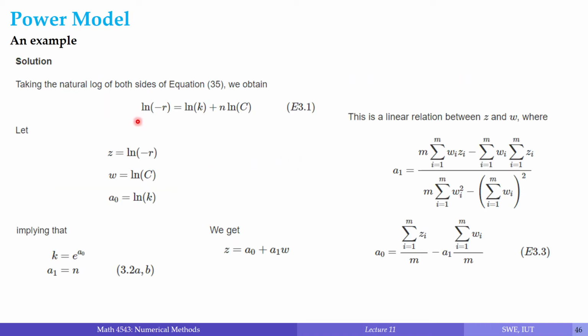So the first thing is to what? To apply natural logarithm on both sides, right? So we end up with ln of minus r equals ln k plus n times ln c, right? The n at the exponent comes to the front.